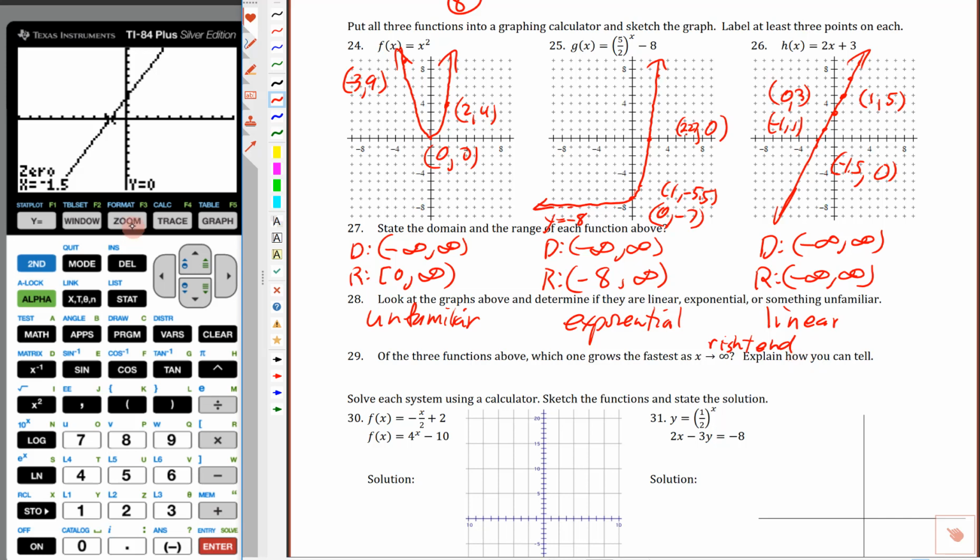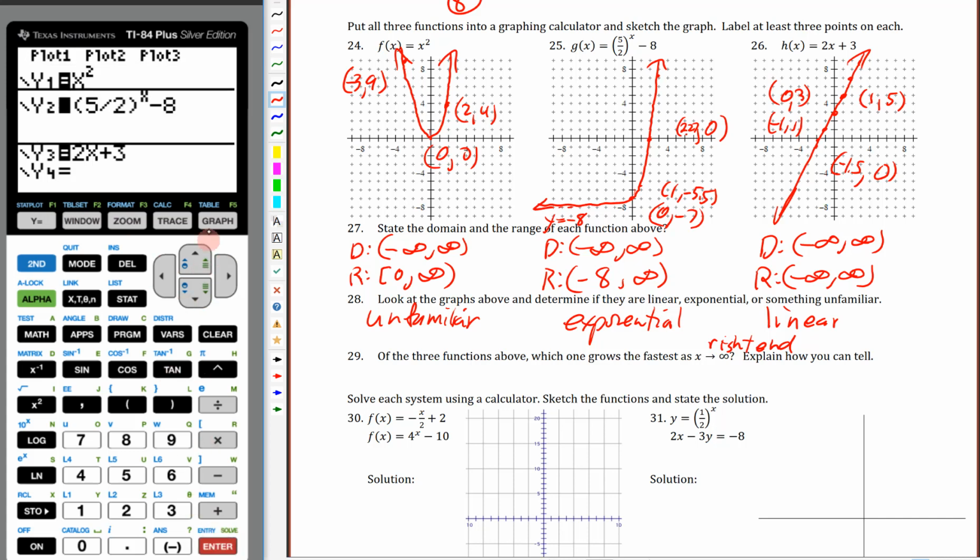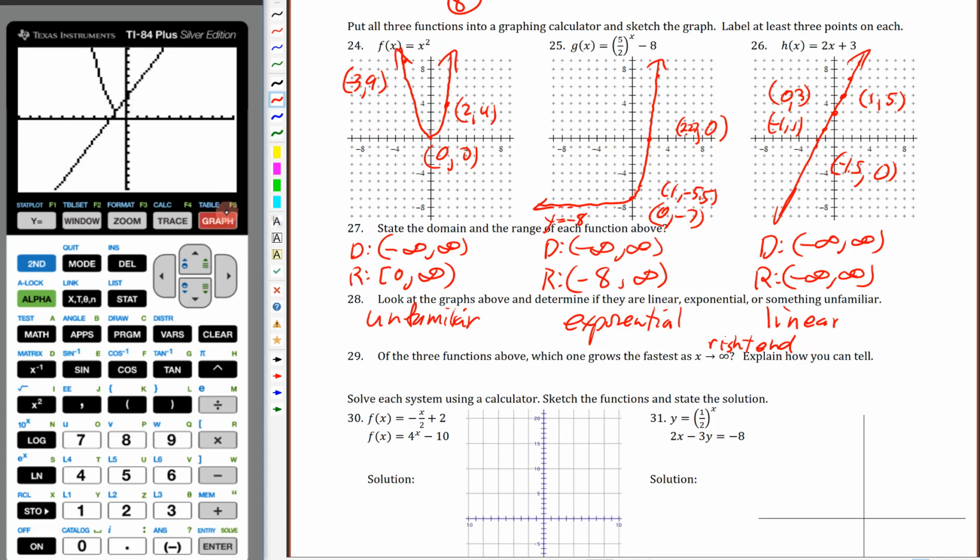So I'm going to hit y equals. We're going to turn each one of these back on, and we're going to take a look and see what they look like all together. They're going to be graphed in order. So I'm going to hit that. There we go. The line was already on there, so that's why that was there. Okay, so if you take a look here, these all kind of merge right there.